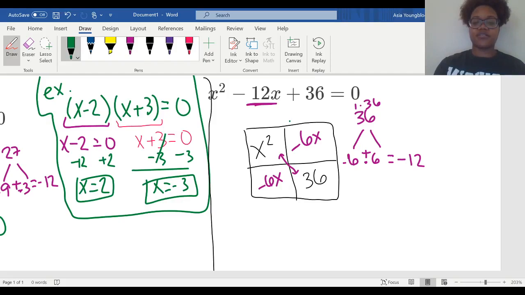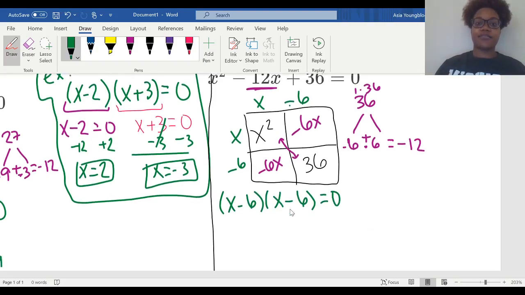Continuing to fill out the rest of the box, the outside, we have these two x's. We have negative 6 here. x times x is x squared. Negative 6 times x is negative 6x, and again, negative 6 times x is negative 6x, and negative 6 times negative 6 is positive 36. So we have factored this expression to x minus 6 times x minus 6 equals 0.